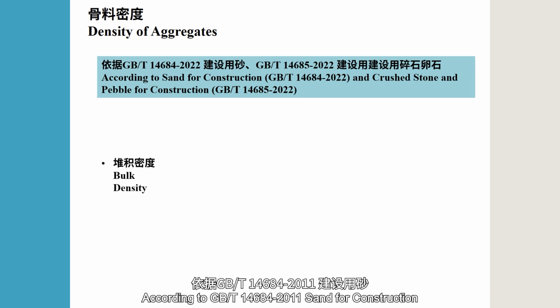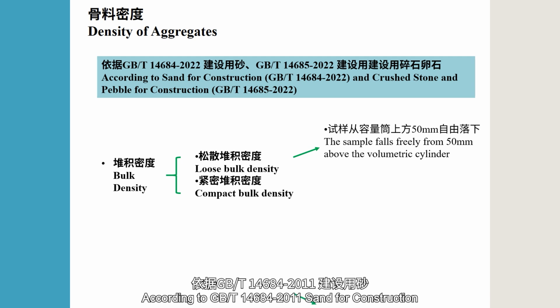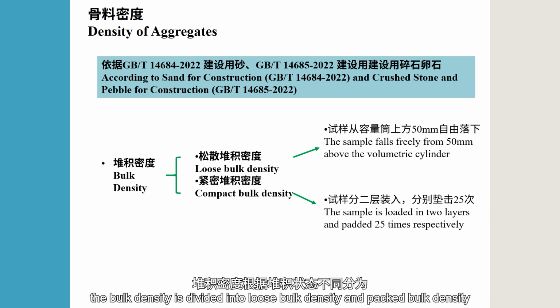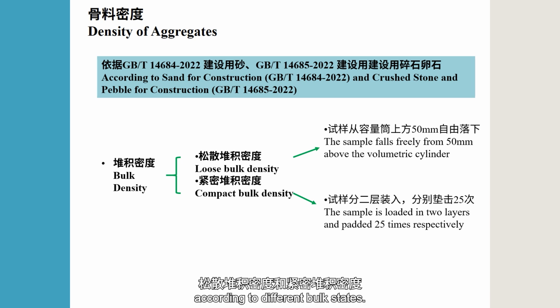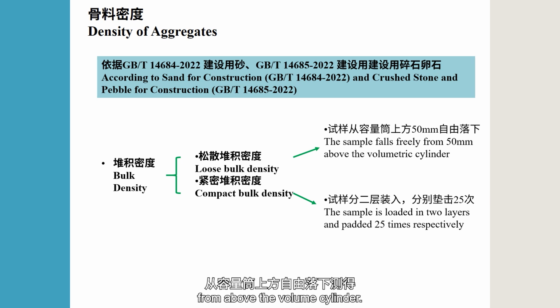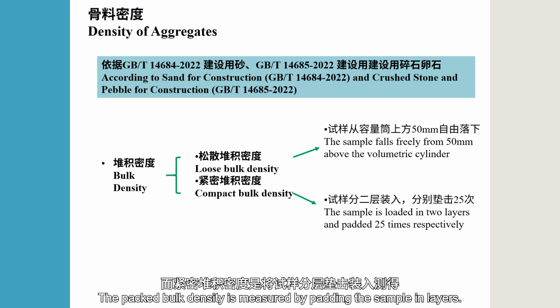According to GB/T14684-2011, Sand for Construction, and GB/T14685-2011, Crushed Stones and Pebble for Construction, the bulk density is divided into loose bulk density and packed bulk density according to different bulk states. The loose bulk density is measured by dropping the sample freely from above the volume cylinder. The packed bulk density is measured by padding the sample in layers.